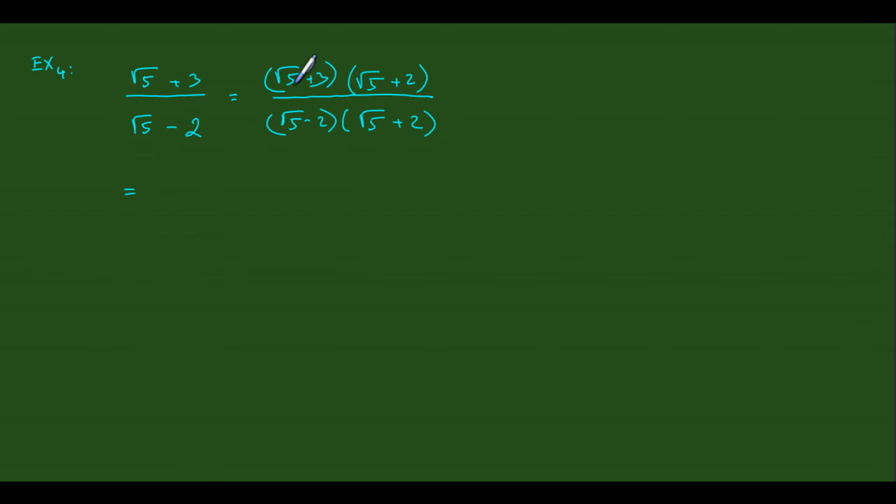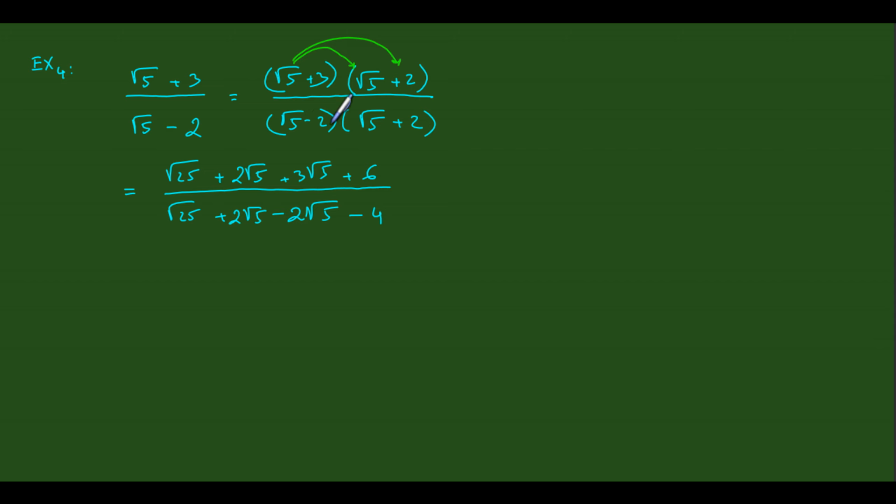So it becomes what? Square root of 5 times square root of 5 is square root of 25 plus 2 square root of 5, right? This to this, this to that, right? This to this, this to this, right? And this to this, this to this, so 3 square root of 5, and 3 times 2 is 6, right? Over, you do the same for the bottom, so square root of 25 plus 2 square root of 5 minus 2 square root of 5, minus 4, or you can apply the difference of squares.